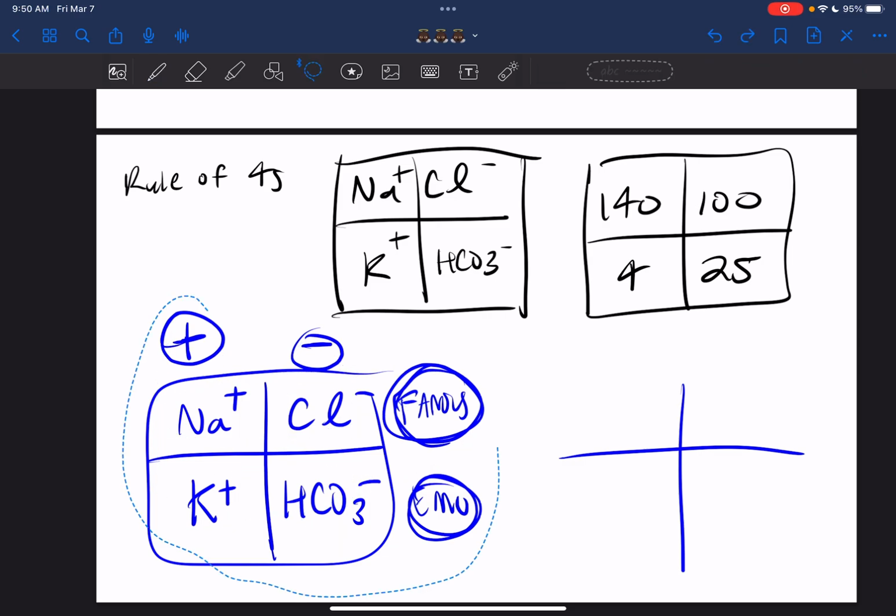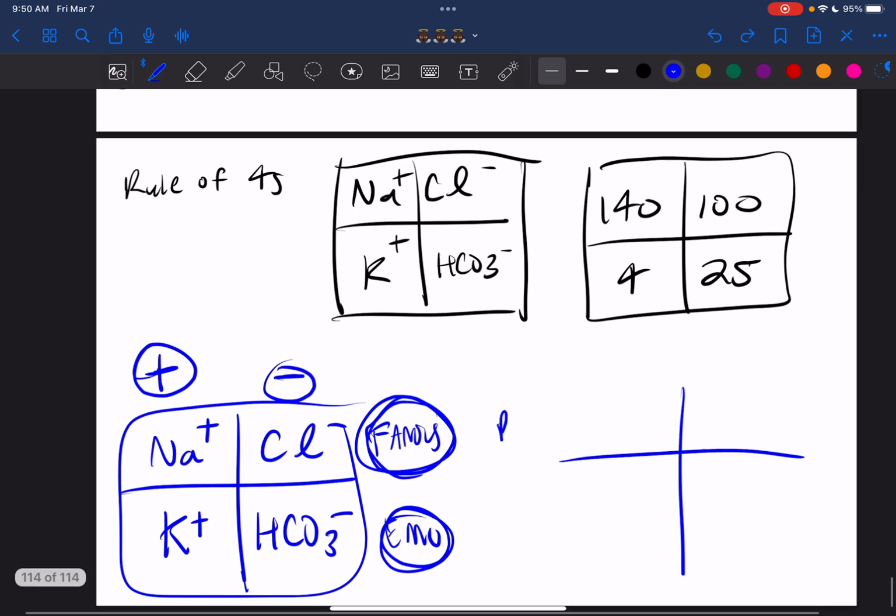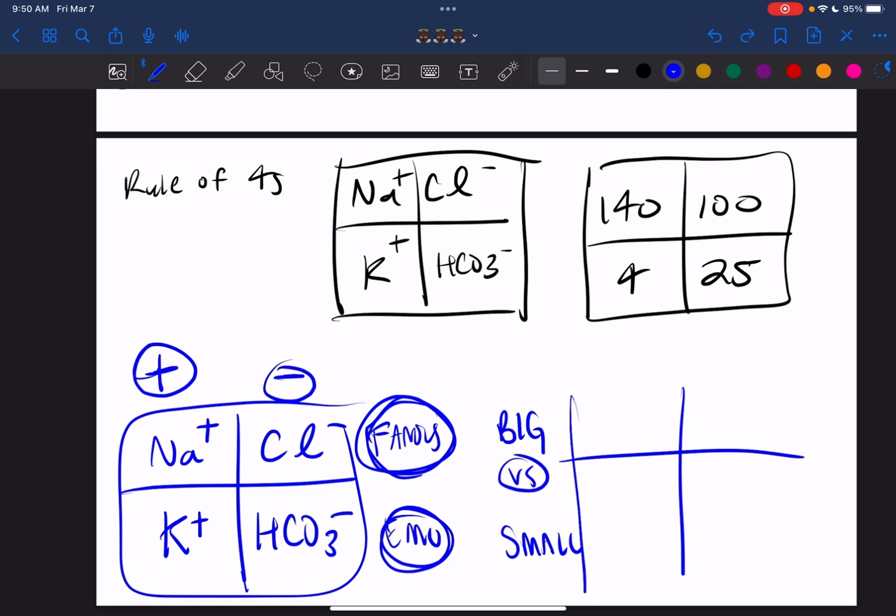We're going to do the same thing here with the numbers. So the top pair is the big pair, versus obviously has to be small, right? That's the whole point of the versus. When you know one thing, you automatically know the other thing. So if the top pair is big, the bottom has to be small.